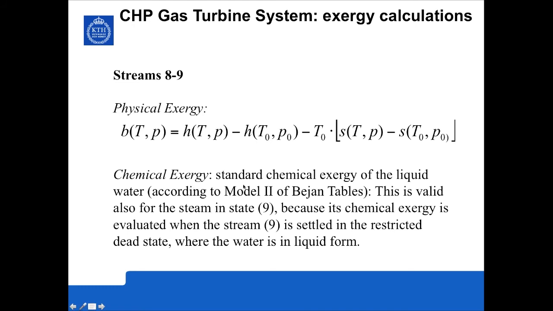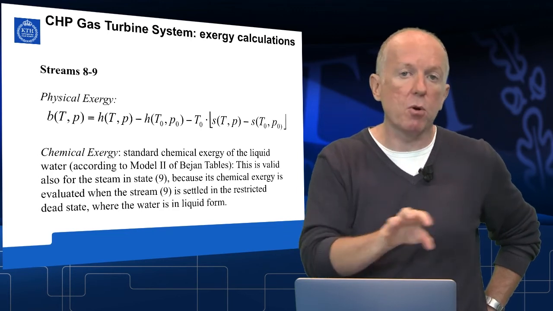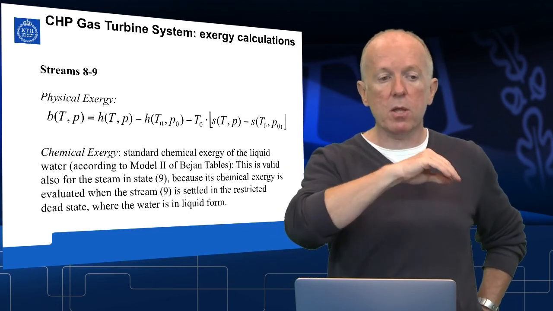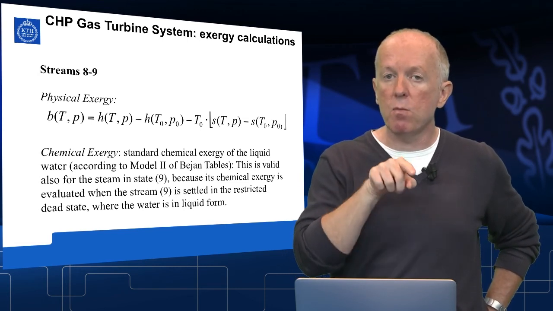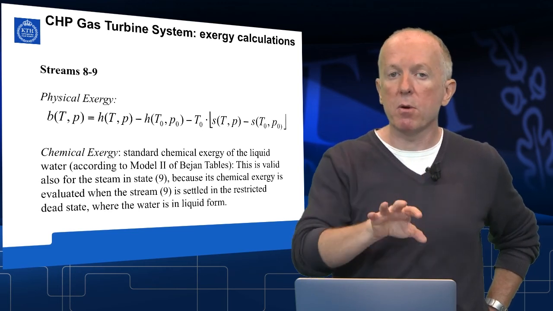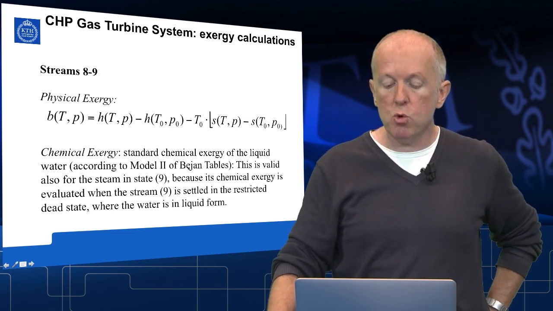Chemical exergy of a stream of water: whichever is your state, it can be steam, but when it is put in equilibrium with the restricted state, this stream of pure water will completely condense. So the chemical exergy of a stream of water, whatever its thermodynamic condition, is the chemical exergy of the water in liquid form, because in the restricted state the water will completely condense. So it is the value that we have already considered of 900 joule per mole.